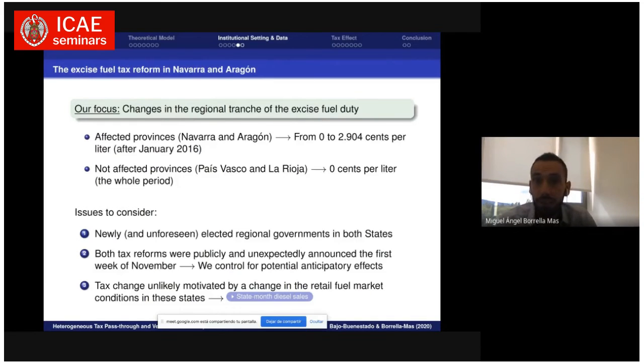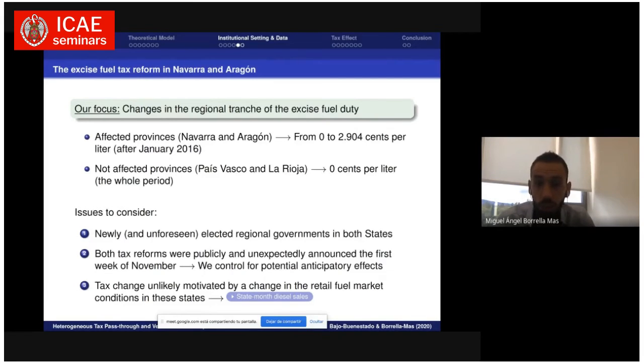By the end of this year, as part of the new political agenda, the newly elected governments increased this regional excise fuel tax, and this reform was publicly and unexpectedly announced the first week of November. So it constitutes an exogenous shock that, after considering the potential anticipatory effect that may exist between the first week of November and the last week of December, allows us to study the differential effect of taxation on retail prices on both vertically integrated and independent firms.